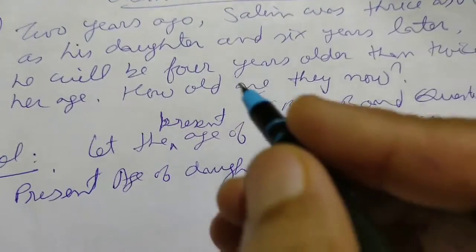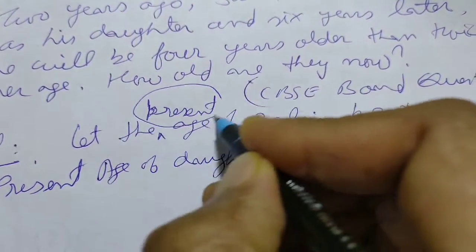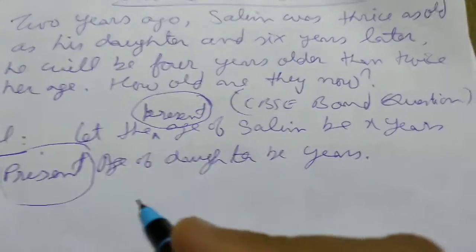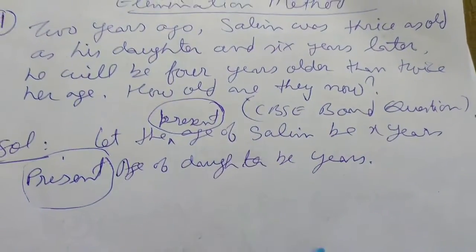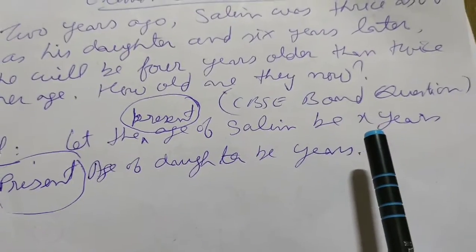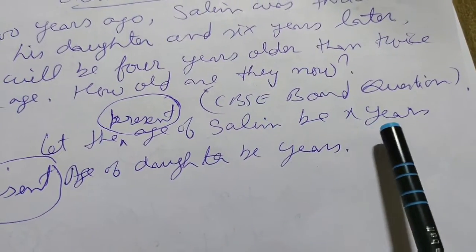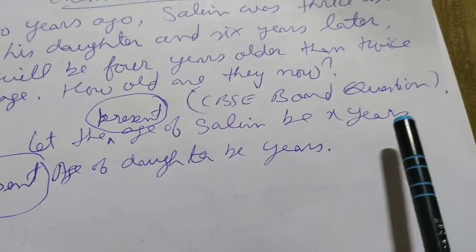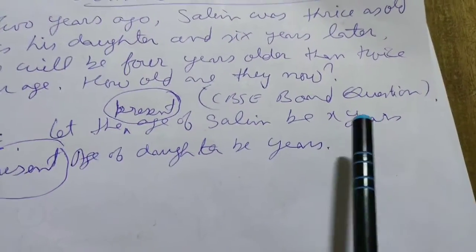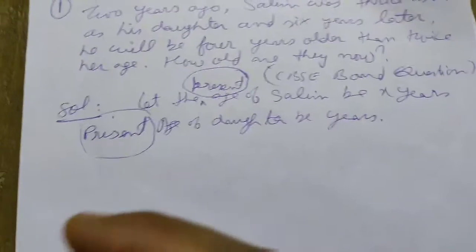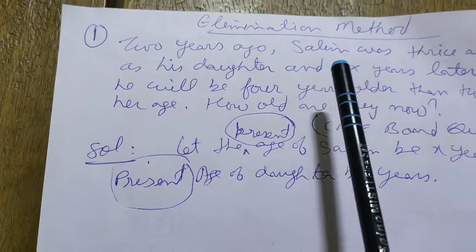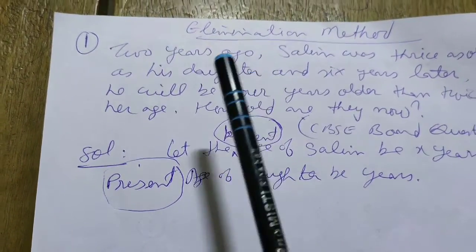Now do remember, do not forget to write down this word present. Present is very important, because if you write simply age of years, that is not the correct way of writing. And some students write let the present age of Salim be x. That is also not correct, because you have to mention the unit, whether it is years, hours, minutes, whatever it is. So do not forget to write x years or y years. Now let us write the given word problem in algebraic form.